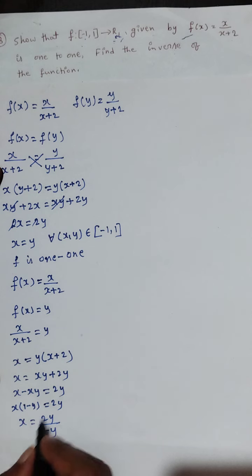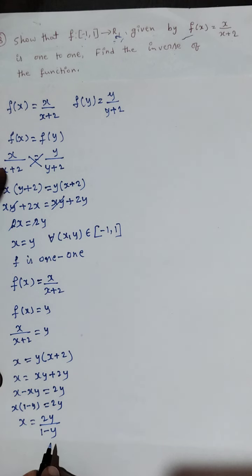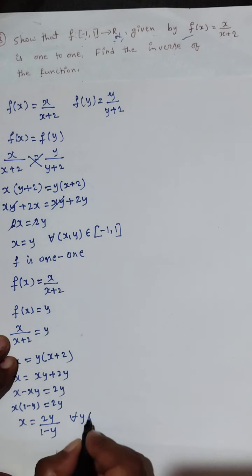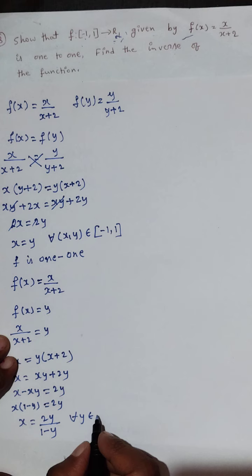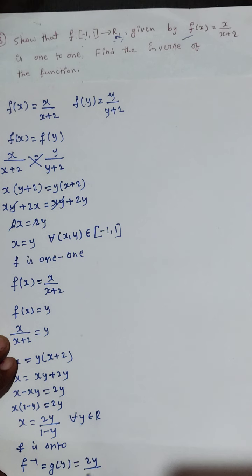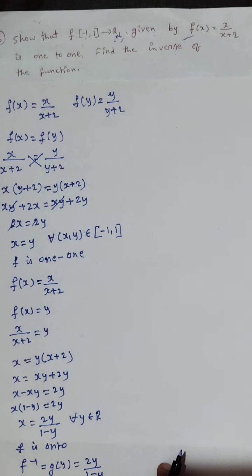See, this is our g function, that means x in terms of y. This is for all y belonging to, what is our codomain? It is R. So you can say that f is onto and the inverse function exists. f inverse is nothing but the g(y) function, that is 2y by 1 minus y. If f is 1-1 and onto, you can say that f is invertible.